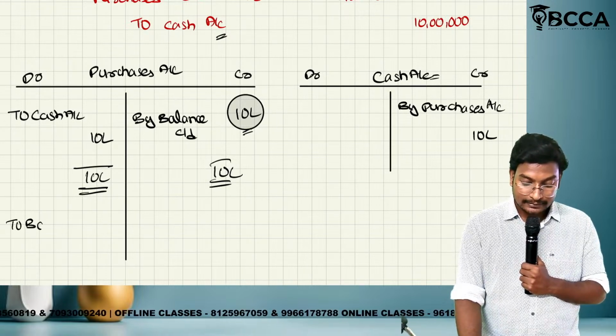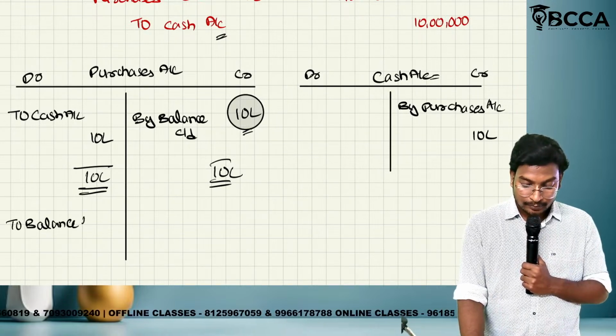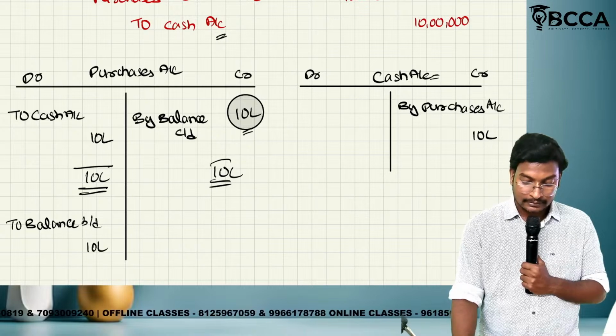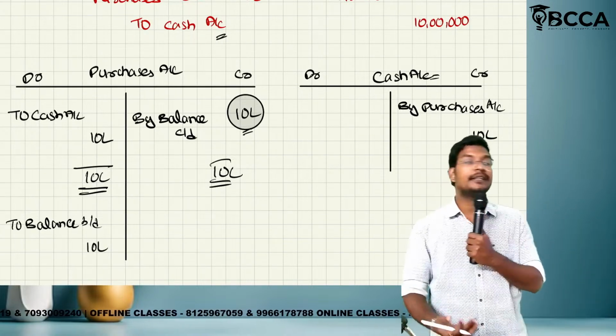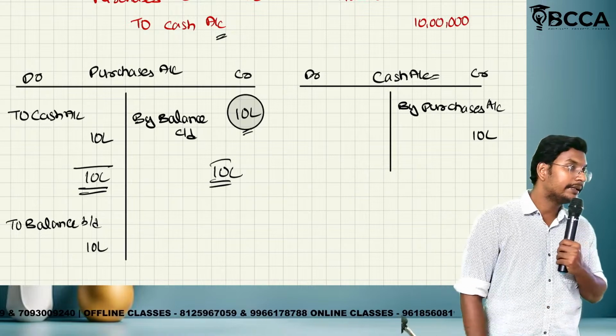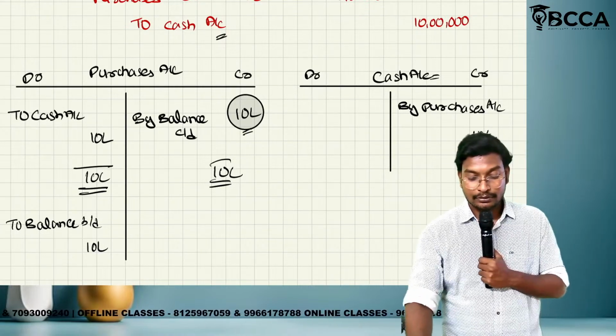To balance brought down. How much? 10 lakhs. So that means in this particular account, we have a balance of 10 lakhs. That too on the debit side or credit side? That too on the debit side. Okay. Next, we have to close which account?